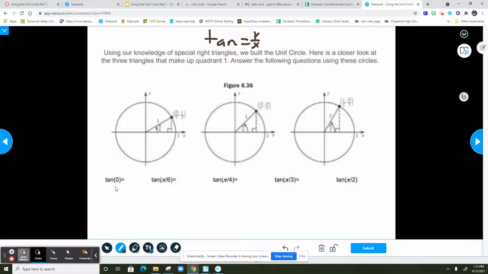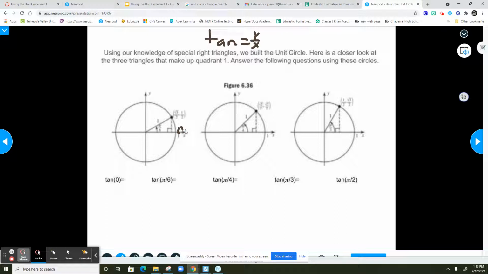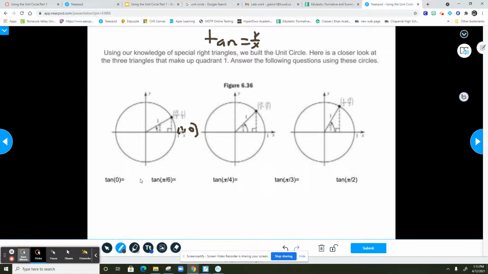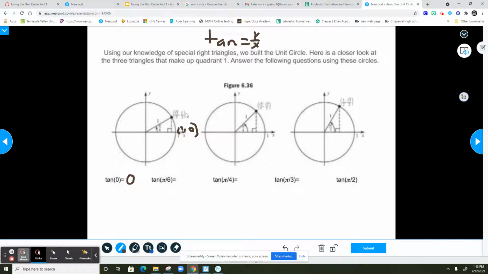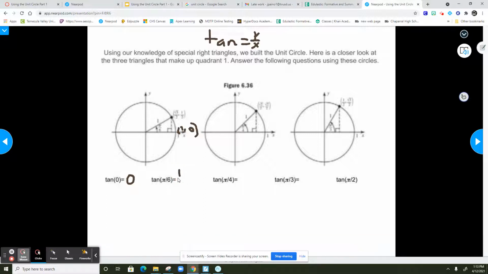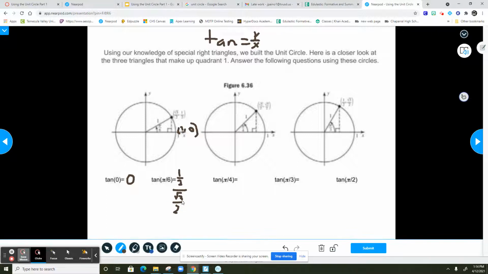All right, so let's take a look at tangent 0. If I'm looking at the circle, that's the point (1, 0). So y is 0, x is 1, so tangent 0 is 0 over 1, or just 0. Okay, tangent pi 6. If I write this out, it's 1/2, that's my y, over rad 3 over 2. But I can't leave my answer like that.